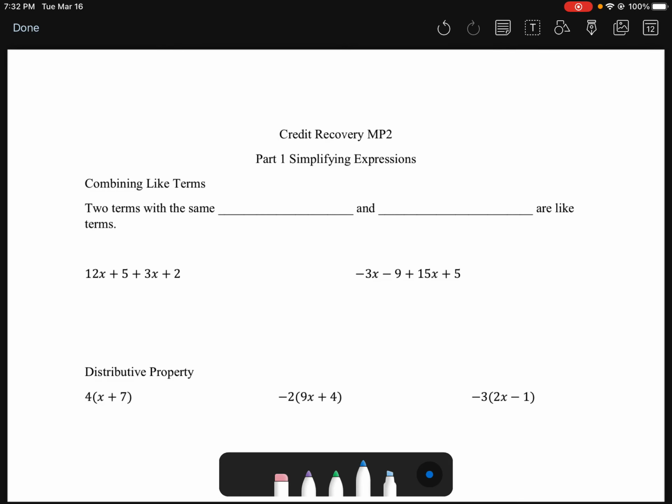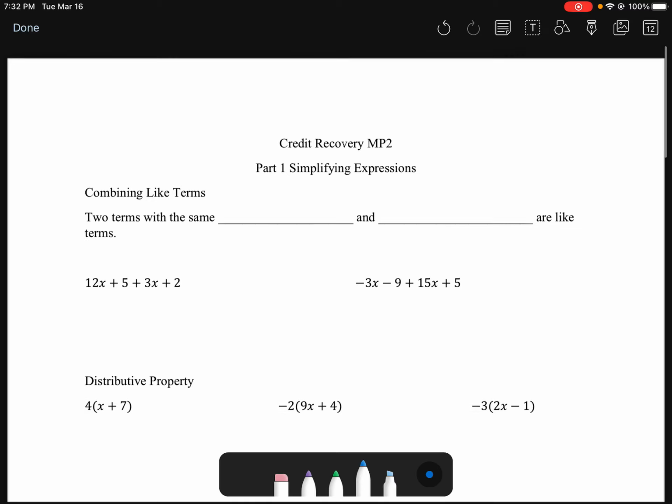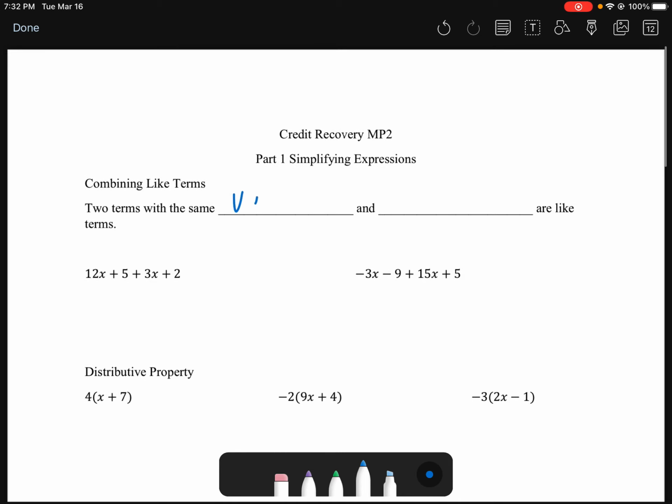Alright, so we're starting credit recovery marking period 2, part 1, simplifying expressions. So we're going to start off with combining like terms. We know that two terms with the same variable and exponent are like terms. So that means if they have the same letters, and they have the same small numbers, they're going to be like terms.